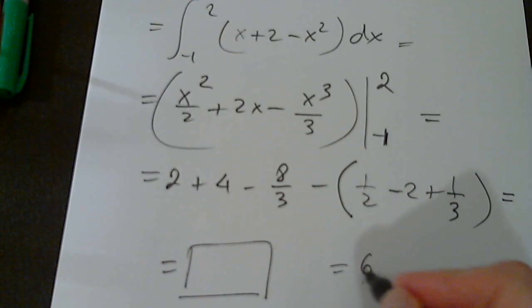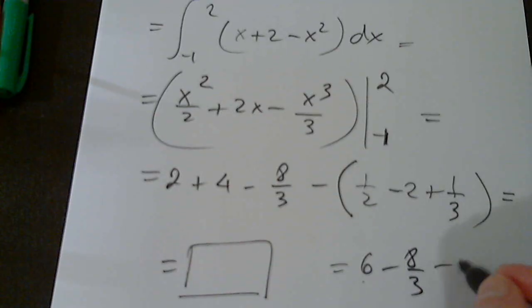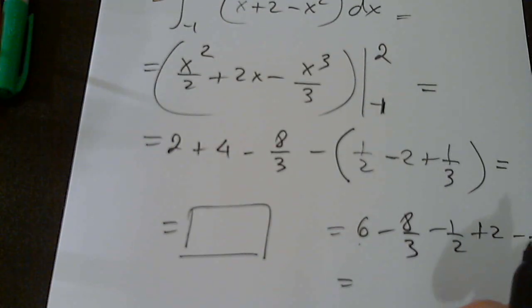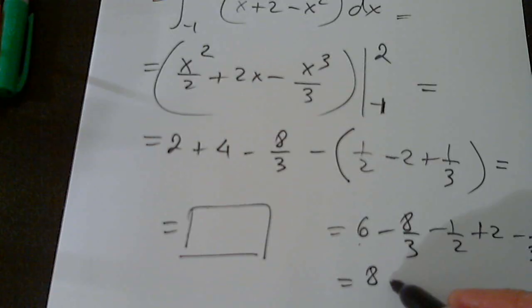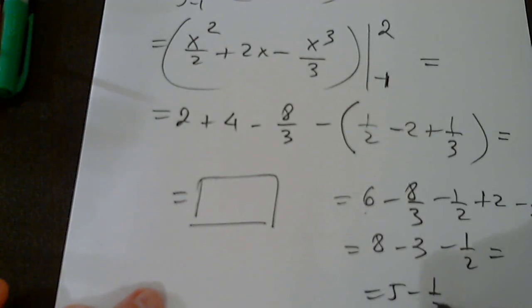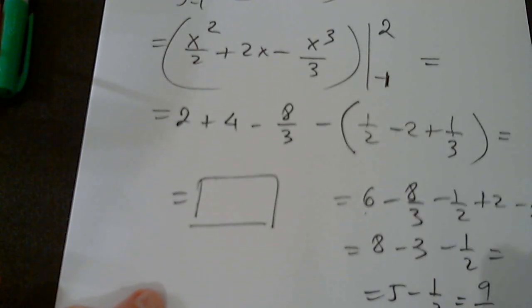So 6 minus 8/3 minus 1/2 plus 2 minus 1/3. 6 plus 2 is 8. Negative 9 over 3 is minus 3, and minus 1/2. So this is 5 minus 1/2, so it's 9/2.